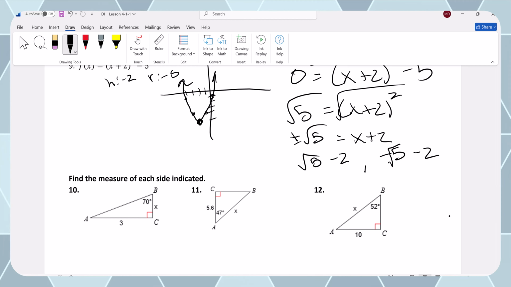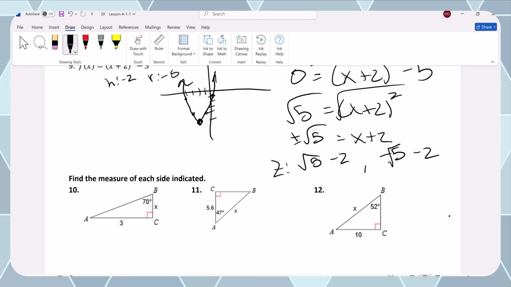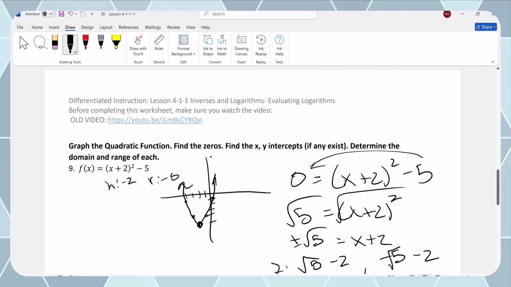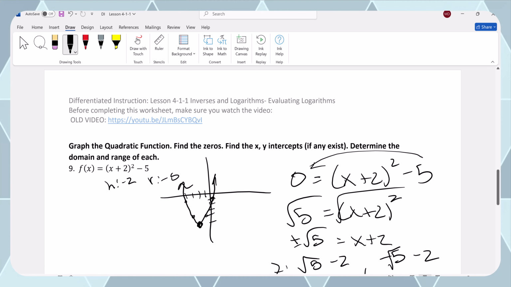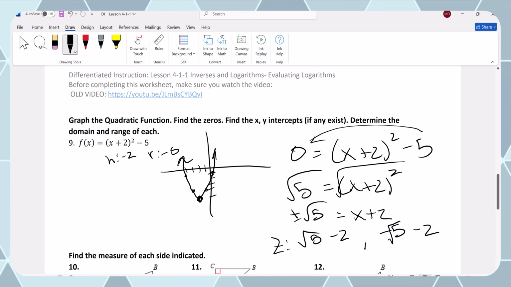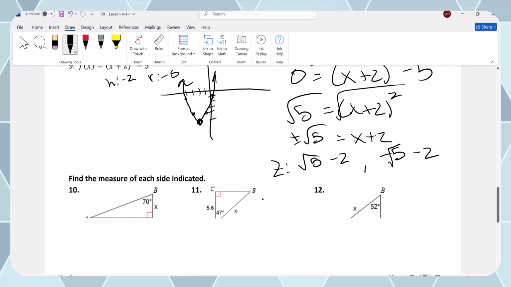So these right here are your zeros, and you can write them as your x-intercepts. Remember your x-coordinate and then your y-coordinate, so you can write them as that. Your y-intercept, you plug in 0 for x and you simplify it, which should be here at -1. And then the domain and range: domain is negative infinity to positive infinity, range starts at -5 and goes up forever.